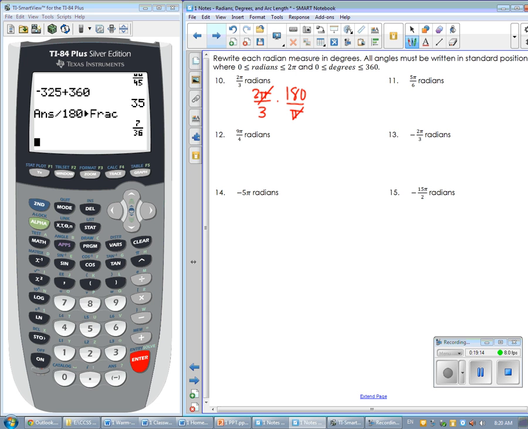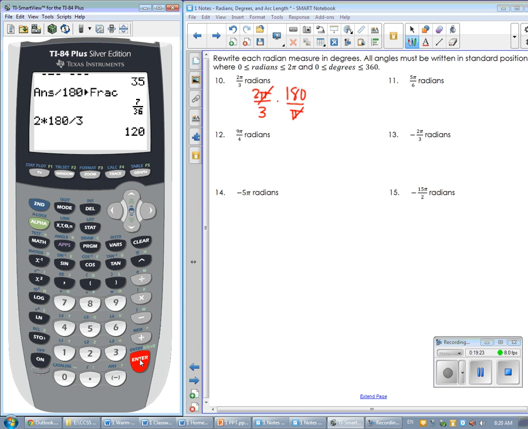I can do 2 times 180 and divide it by 3. You can do it all in one step. Anything on top is going to get multiplied. Anything in the denominator, you're going to divide. And that gives me 120, and that's going to be 120 degrees.